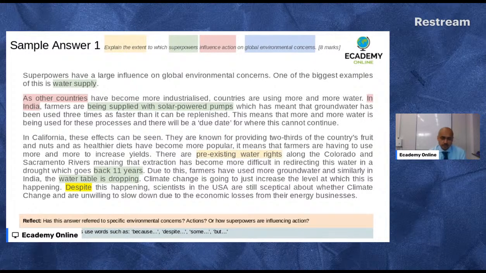Yeah, for sure. It definitely talked about specific, in the first sentence talked about water supply being an issue, and then gave some examples in the next two paragraphs, one from a newly emerging economy and another one from a highly industrialized nation. Okay, good. So does it talk about actions? Does it talk about actions that have been taken to influence, or does it talk about how superpowers are influencing action?